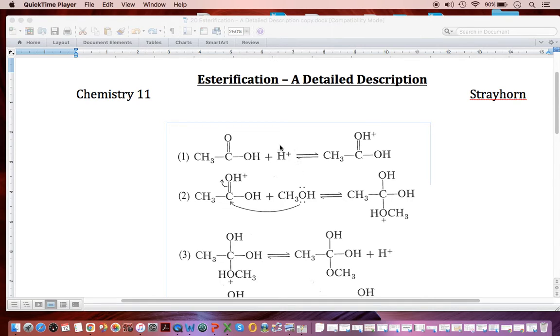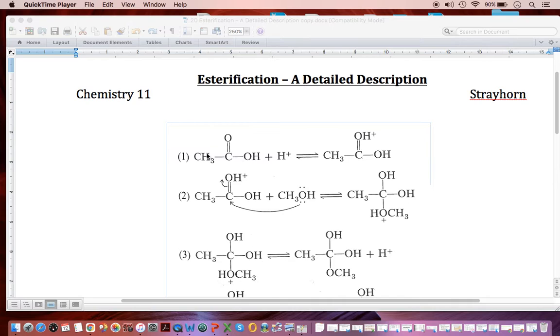mixture. Now, since the H+ is a catalyst, that means we use it up in some step, but at the end we have to get it back. And that's why we don't need a lot of catalyst, we just need a small amount, because every time the reaction happens, we get our catalyst back.